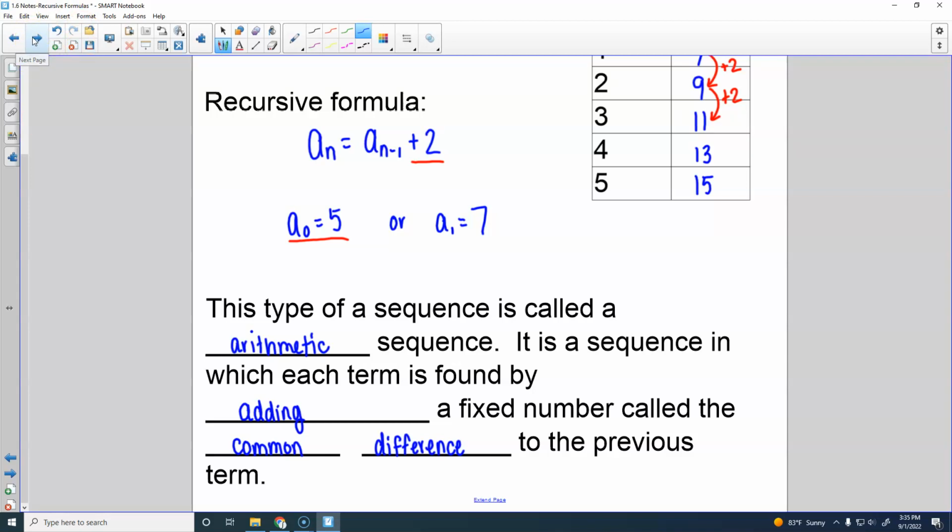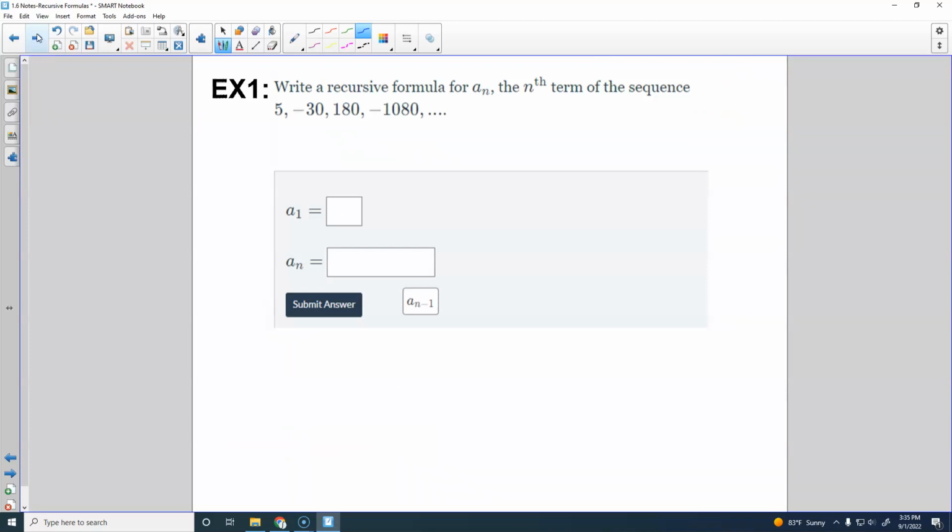So those are our two types of functions, recursive formulas that we are going to see. Let's look at some of the questions that you're going to be asked to do for these types of problems. So the first type that you're going to see whenever you go to your Delta Math assignment, it's going to ask you to write a recursive formula for the nth term of the sequence. So this is a recursive formula that it's asking for here.